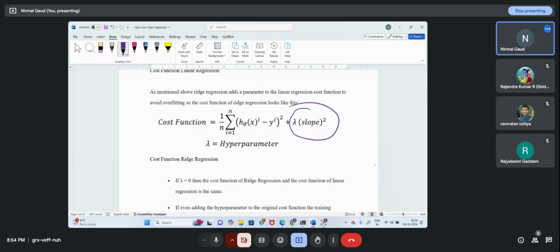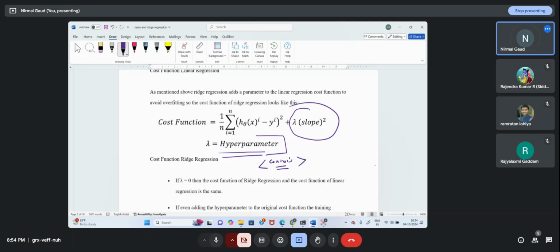Lambda is a hyperparameter. It is called your regularization coefficient. Okay, it's a hyperparameter. It's a parameter actually. So it is a regularization hyperparameter. It controls how much penalty you want to put on the model.